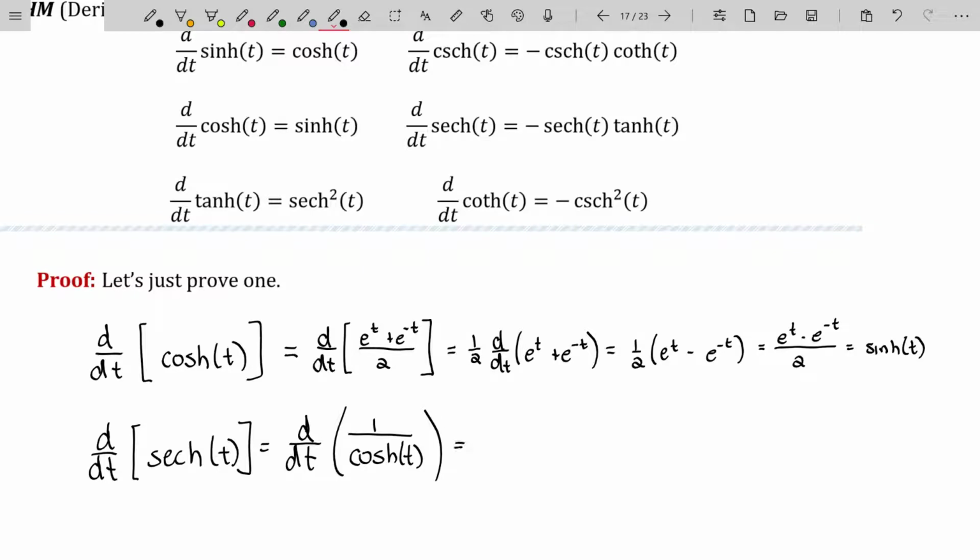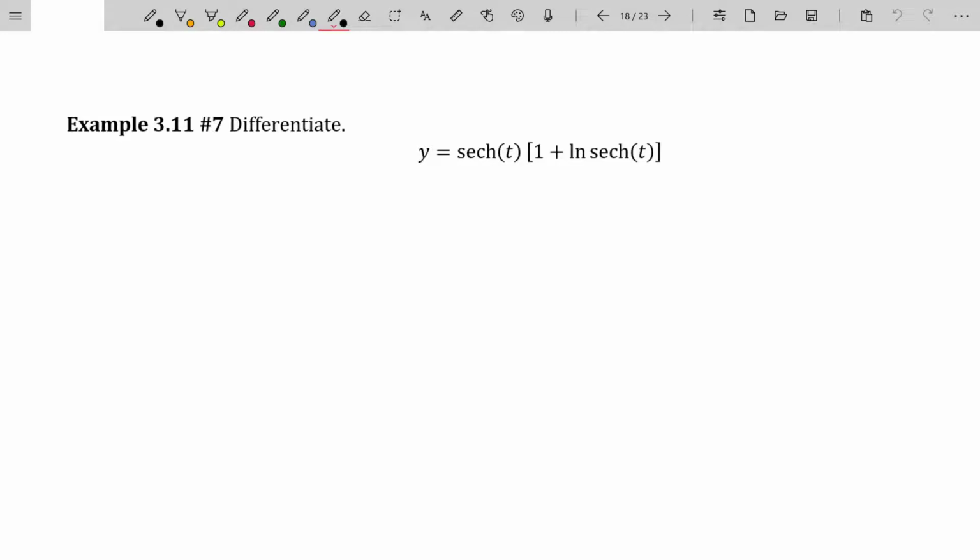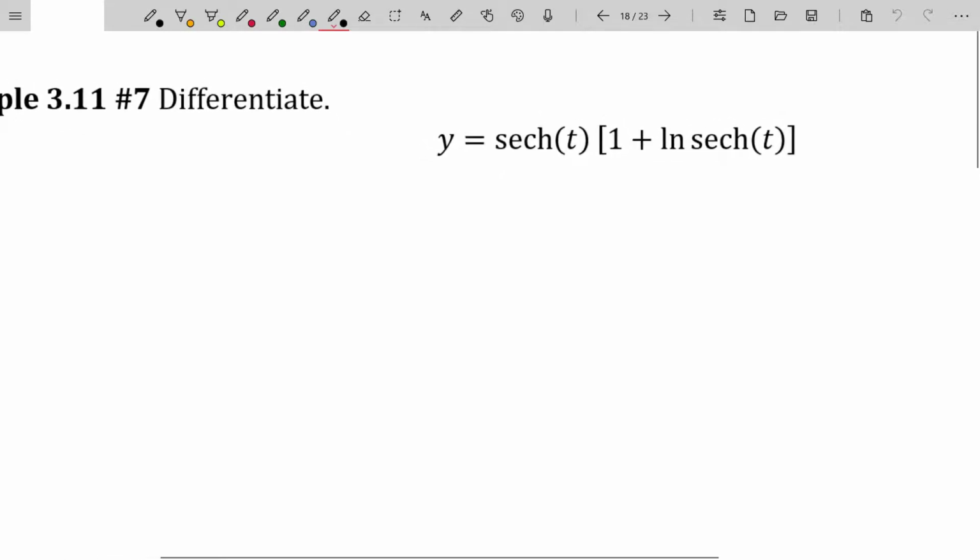So the quotient rule says derivative of the top times the bottom minus the top times the derivative of the denominator, all over that denominator squared. And that's negative sinh over cosh times 1 over cosh, or in other words, negative sech tanh. So that does work out. But that's how I would do those. Otherwise, differentiating things like this is going to work very similar to all the other derivatives you've done. You just now know 6 more functions you can take derivatives of, but there's no new techniques.